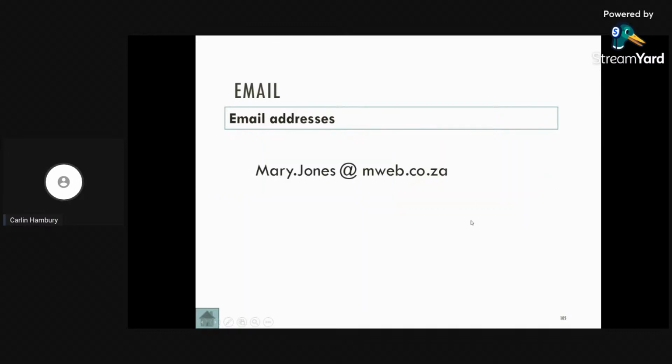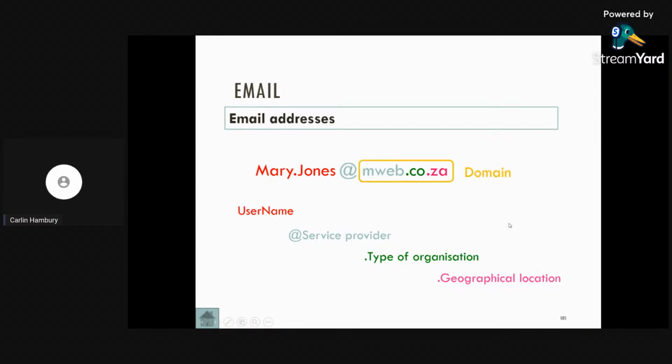Very important, your email address. It's important to know how to break this down. So many of us don't take note of this, but when you look at an email address, the first part is the username of the person. The @MWeb is the service provider. We know .co is our type of organization and .za is the geographical location. So there you can see the username, who's providing the account or where this username is at. The username is sitting at MWeb. What is MWeb? It's a company based in South Africa. That whole section there is your domain. So it's Mary Jones, this username sitting at this domain.